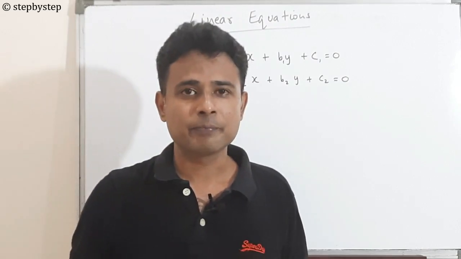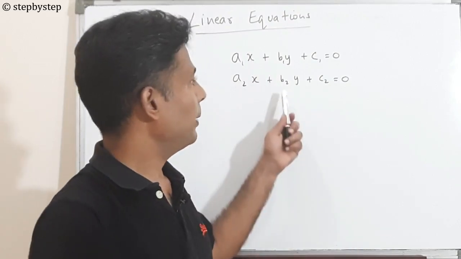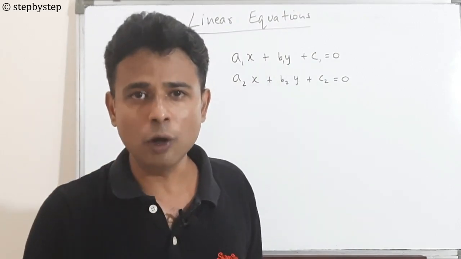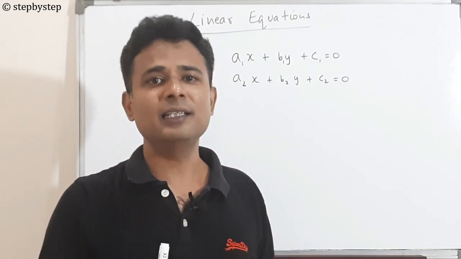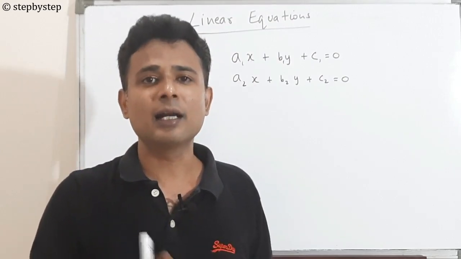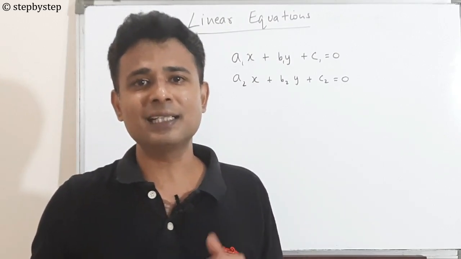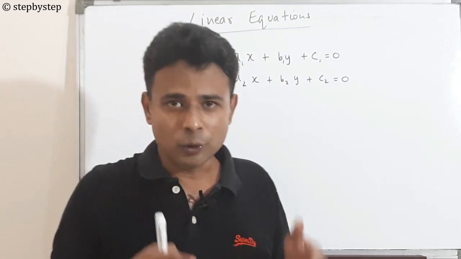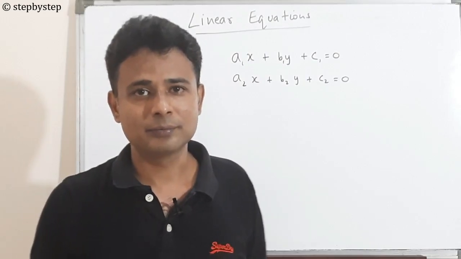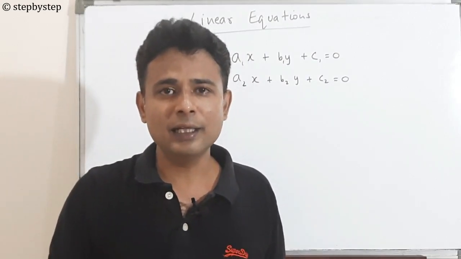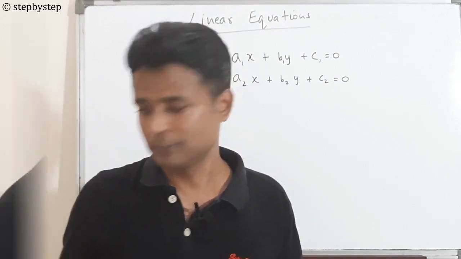So the general form for a pair of linear equations is a1x plus b1y plus c1 and a2x plus b2y plus c2. Now there are four methods to solve a pair of linear equations: substitution method, elimination method, cross multiplication method and graphical method. In each video before your first test, we will discuss each kind of method. So in this video, we will discuss how to solve a pair of linear equations using the substitution method.